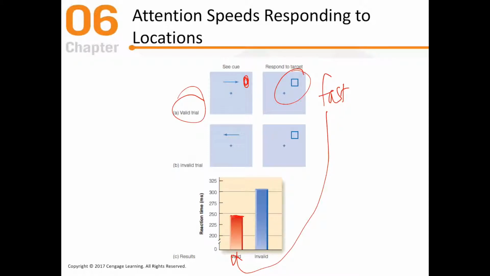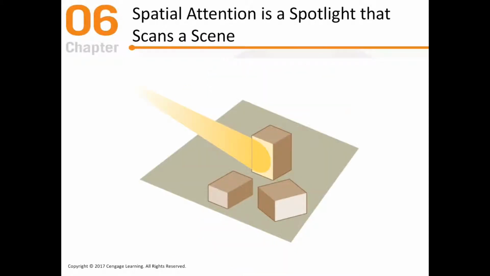On an invalid trial, you would expect that the stimulus is here, but this is an inconsistent trial and it showed up on this side. People took a lot longer, over 300 milliseconds, to identify that they saw a stimulus. And so we know that attention speeds responding to a particular location. Another idea here is that attention must be a spotlight, okay? So when we pay attention to something, we actually pay attention to the entire object.